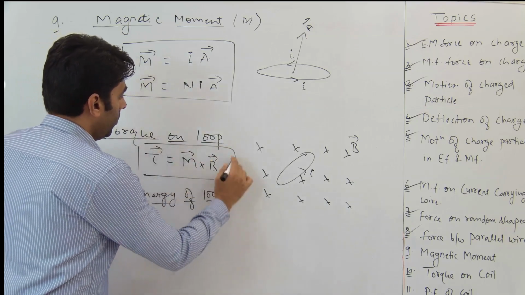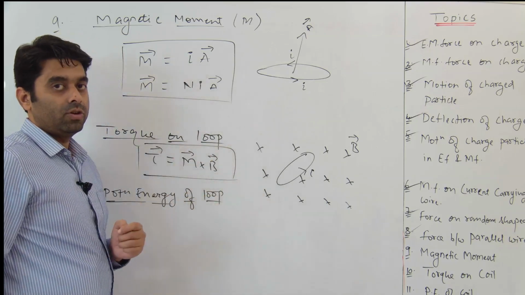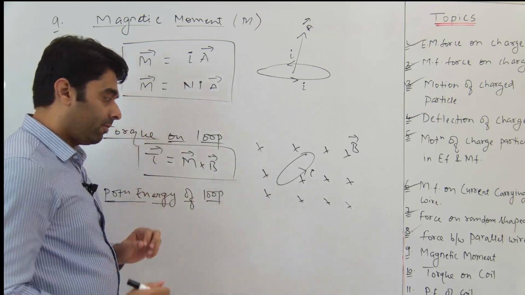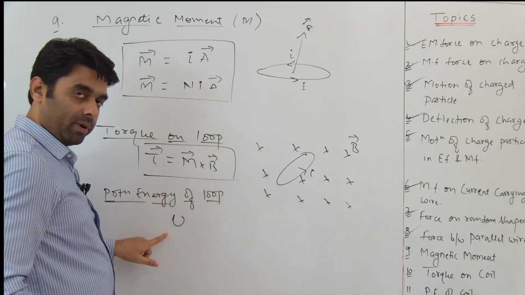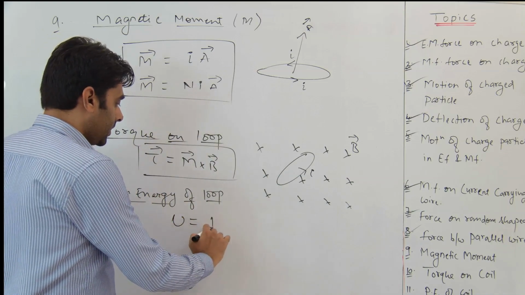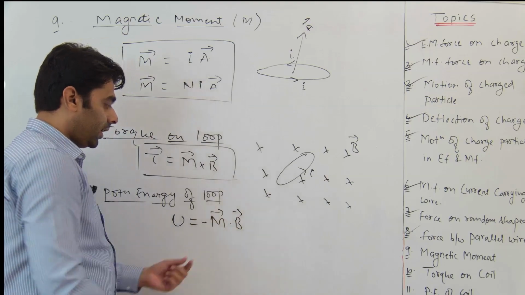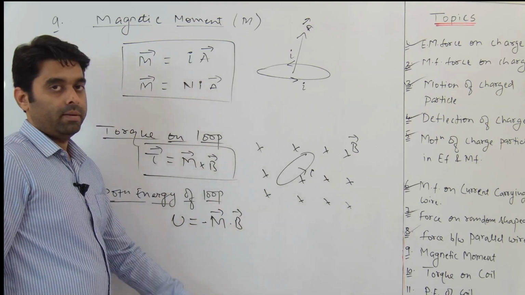Fine. Now, if we talk about the potential energy of the loop, whenever a current carrying loop is present in a magnetic field, then its potential energy, denoted by U, is given as minus M dot B. That means it is the dot product of magnetic moment and magnetic field.